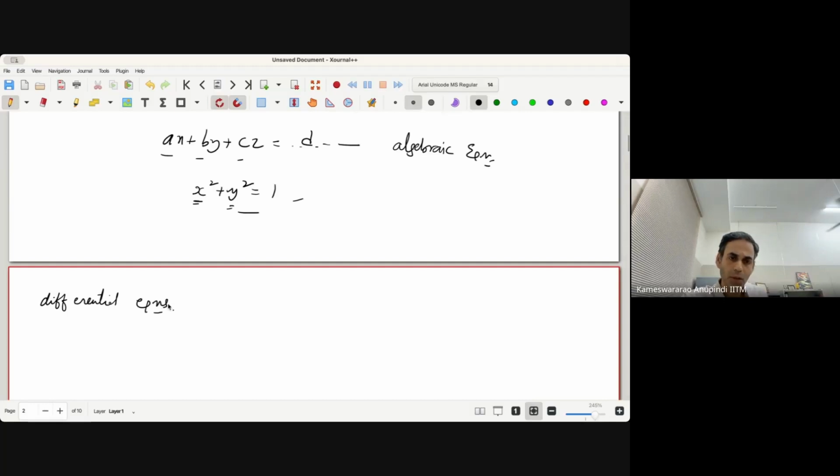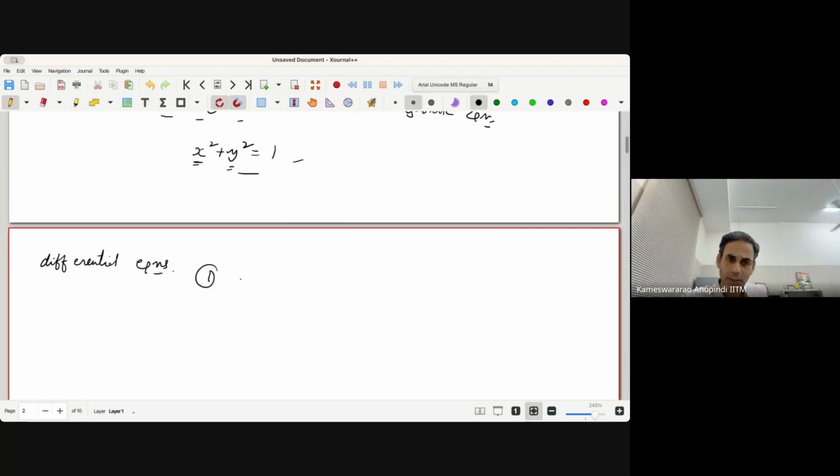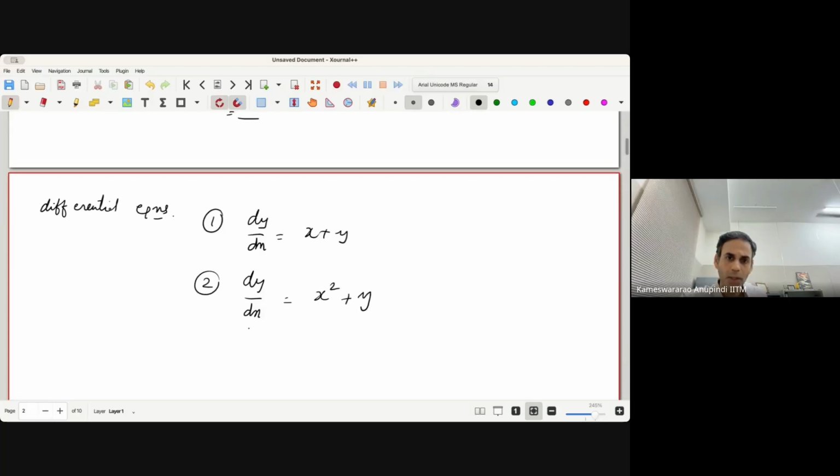Differential equation. So let me write down a few examples. The first one is, let us say, dy/dx equals x plus y. Second one is, let us say, dy/dx equals x squared plus y. Third one is dy/dx equals x squared plus y squared.